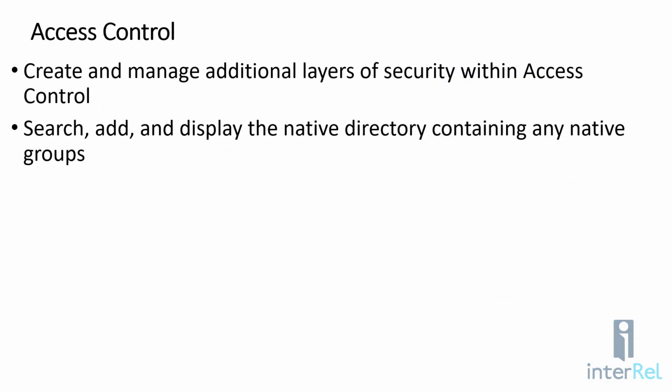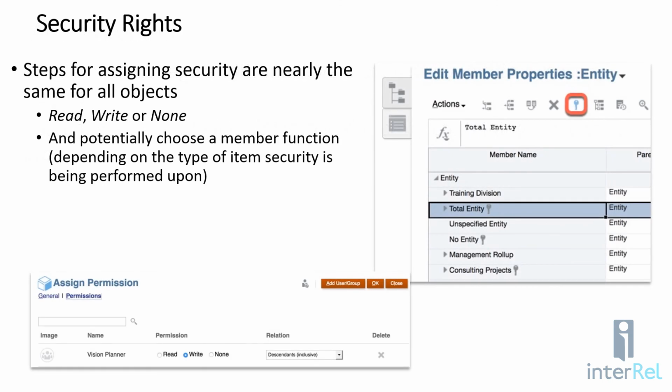In access control, we search, add, and display the native directory containing any native groups. Let's go through the process of applying security to application components. We'll start with the dimensions. Apply member-specific security for the following dimensions: account, entity, version, scenario, and user-defined dimensions such as product.